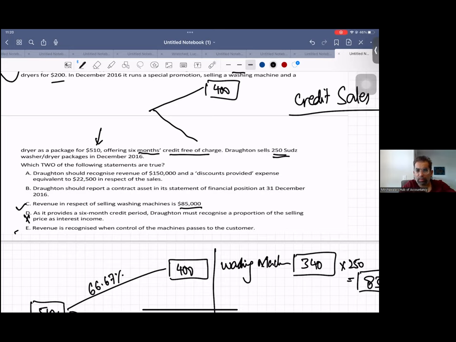E, revenue is recognized when control of the machine passes. Yes. Revenue is recognized means this is about stage five. In stage five, you have two options, point in time and over time. My dear student, a machine is a product which you transfer in one go. So normally for these products, you book revenue at a point in time, when the control is transferred. So C and E are the most appropriate ones.